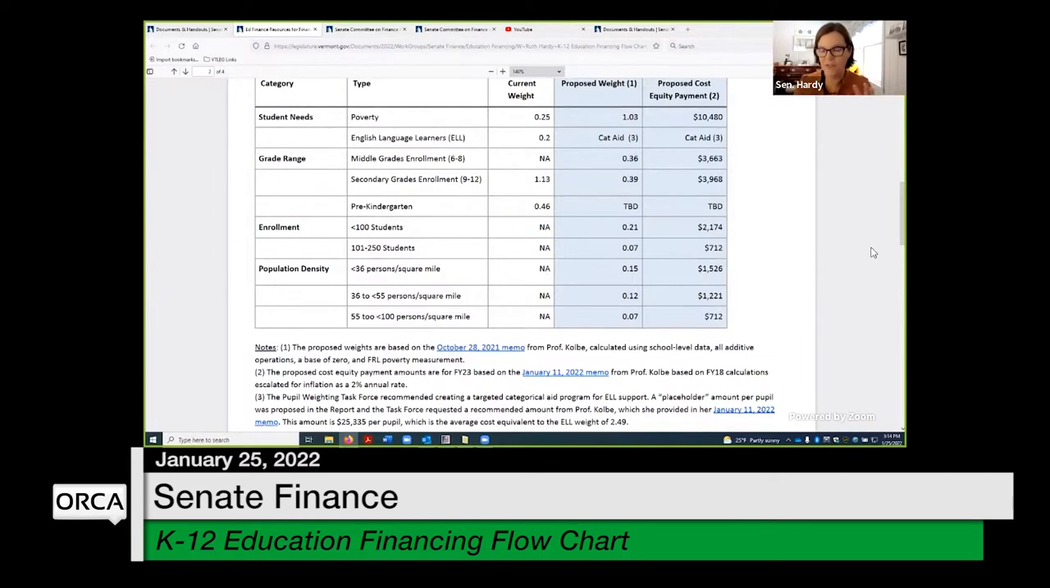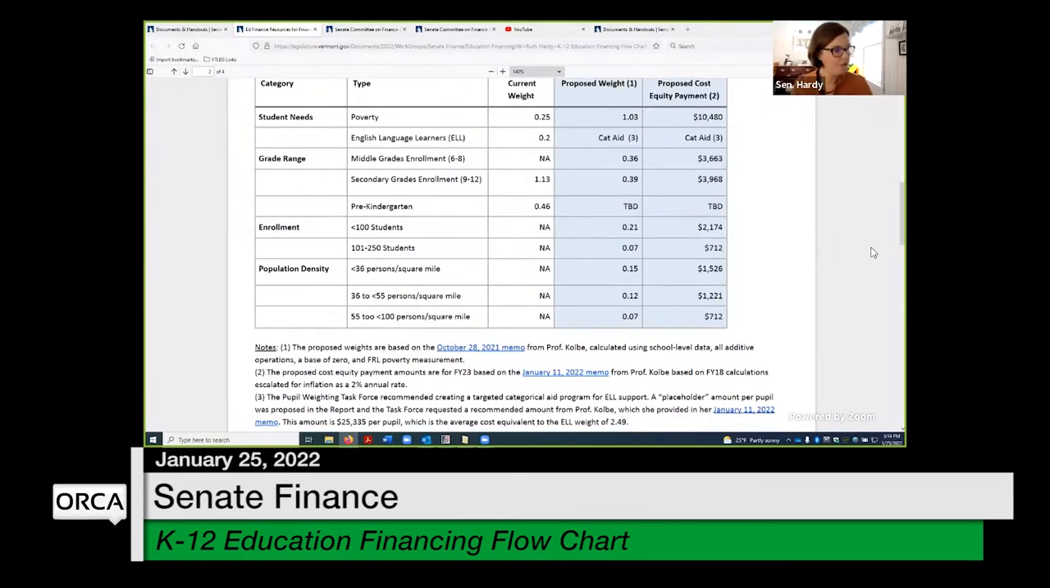whether or not we use both the small schools categories or not. And my recommendation, to keep it simple, is we went into huge amounts of depth on those conversations, as Senator Brock will attest to too. And I think to keep it simpler, to start with these weights and these cost equity payments and decide whether or not we want to adopt one or the other would be the path of least resistance.